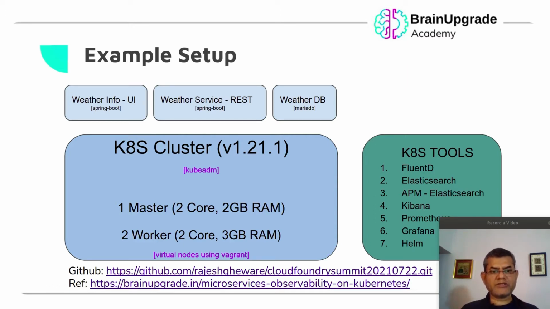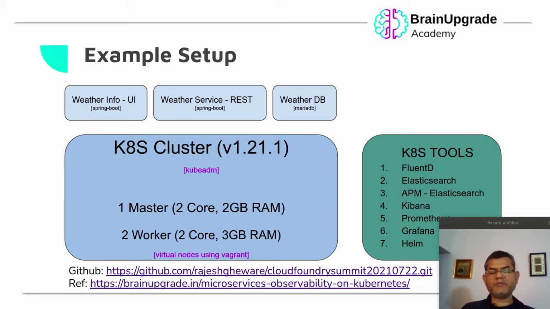I'm using a cluster built using kubeadm. The cluster has 1 master node and 2 worker nodes. The master has a couple of cores and 2 GB RAM, and each worker node has dual core and 3 GB RAM. All these nodes are virtual nodes created using Vagrant.